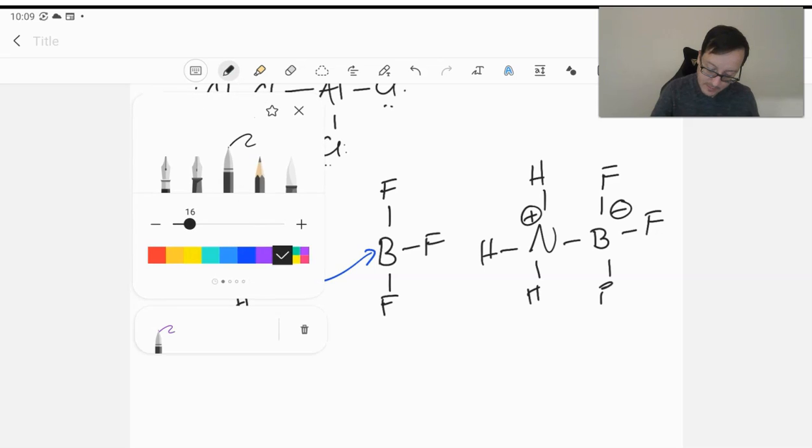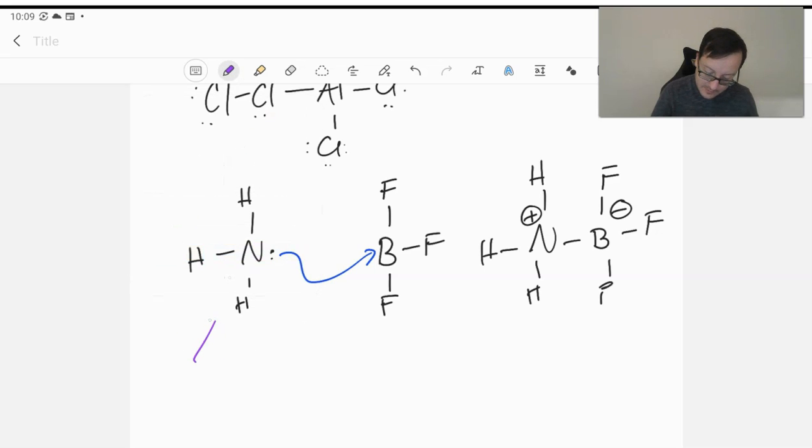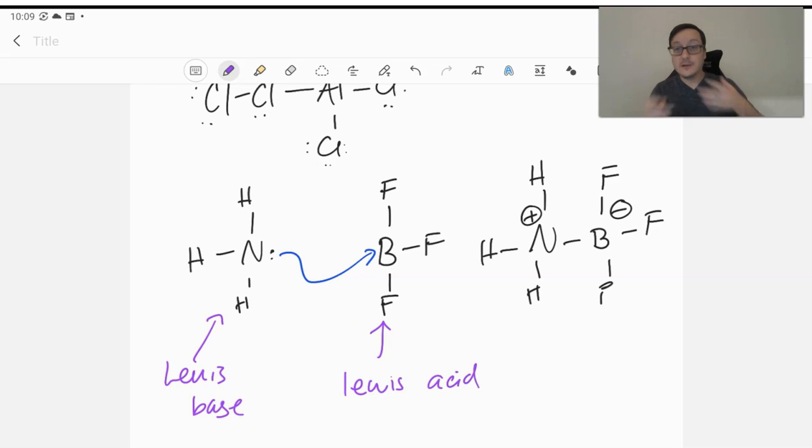And just for our notes, I'm going to go ahead and note here, this is our Lewis base, and this here is our Lewis acid. So Lewis acids have that empty p orbital, and the Lewis base has the extra lone pair.